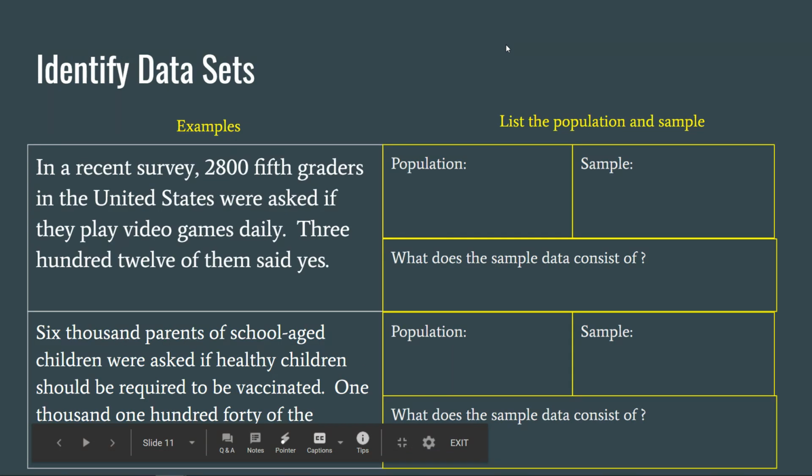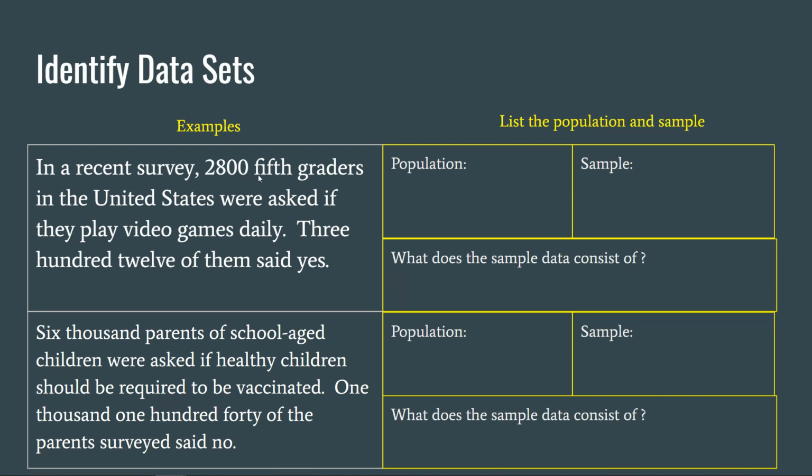And then you're going to identify the data sets. So here's an example. Example 1 is, in a recent survey, 2,800 fifth graders in the United States were asked if they plan to play video games daily. 312 of them said yes. So you're going to list the population and sample, and then tell what the sample data consists of.